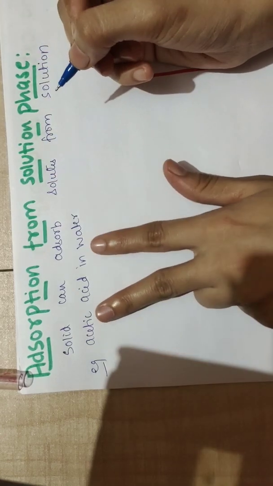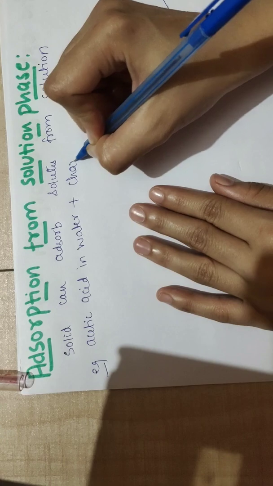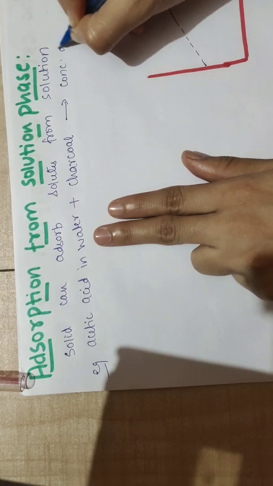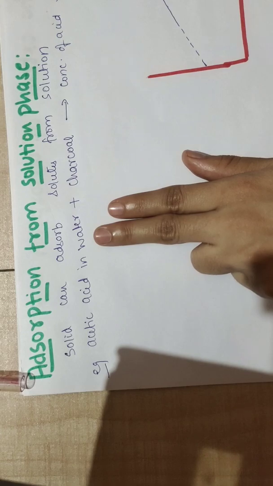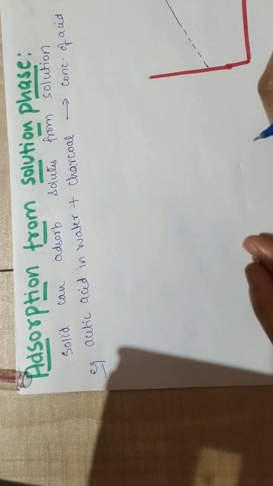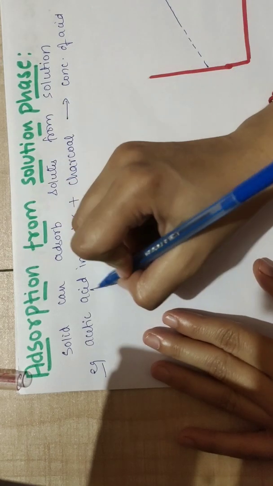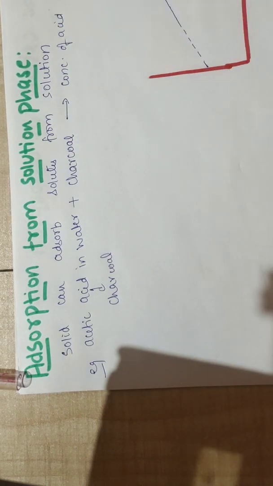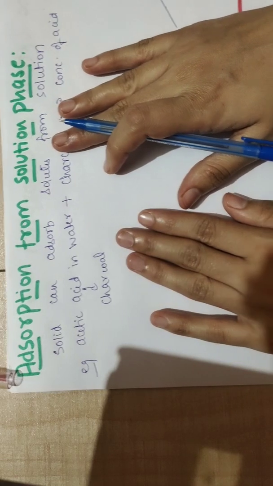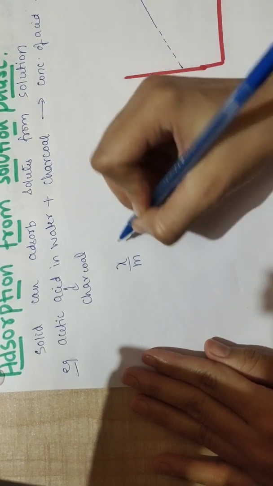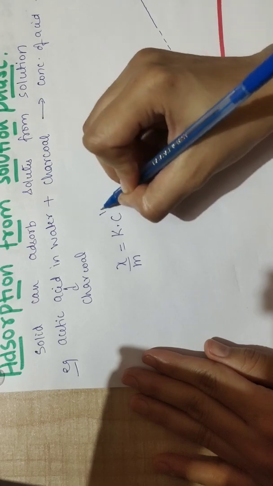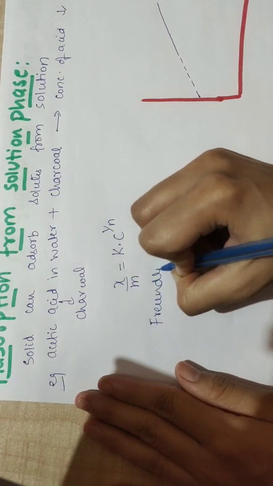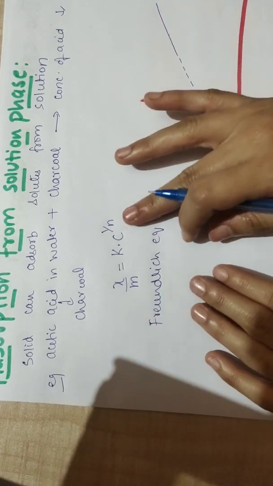That means we have prepared a solution and it is shaken with charcoal. Now, after some time you will see that the concentration of acid decreases. That means someone has adsorbed acetic acid, that is why the concentration is decreasing. So here charcoal is the one that adsorbs acetic acid, that is why its concentration decreases in the solution. Now for this portion also, there is an equation which is x upon m equals k c to the power 1 upon n. Now this is also given by the Freundlich equation.